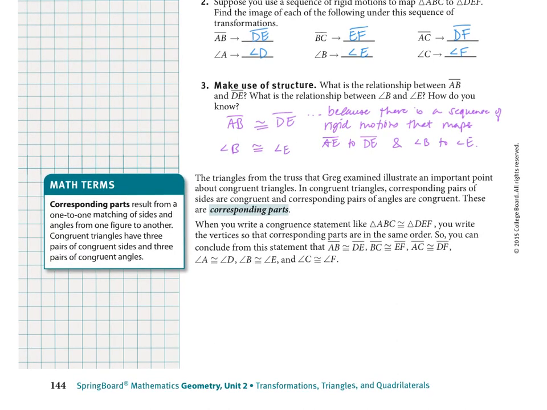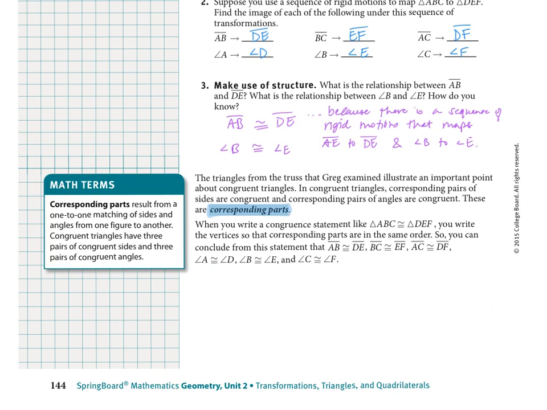It says the triangles from the truss that Greg examined illustrate an important point about congruent triangles. In congruent triangles, corresponding pairs of sides are congruent, just as we saw above, and corresponding pairs of angles are congruent, as what we also saw above. These are corresponding parts. So what I'm going to do is highlight that word.